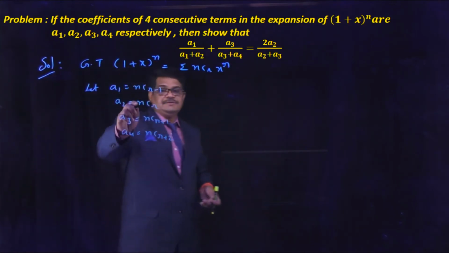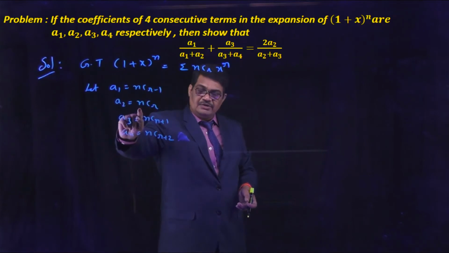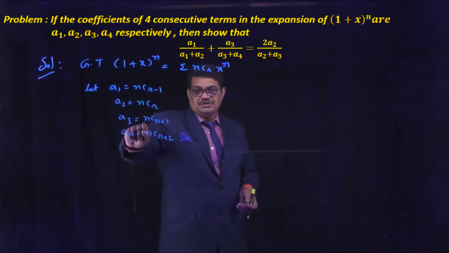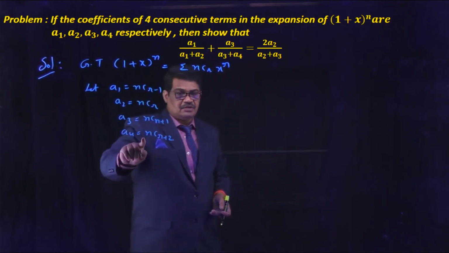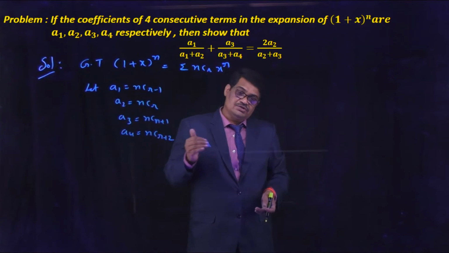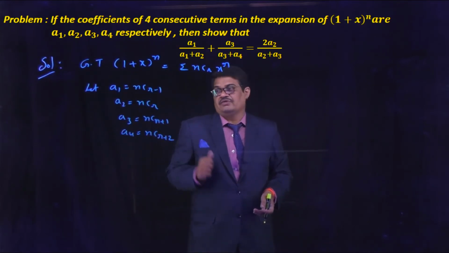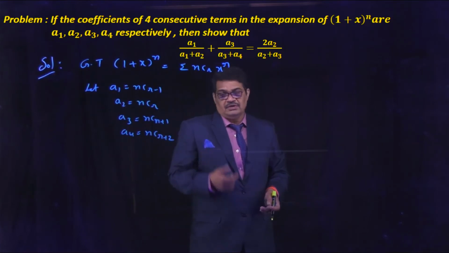Here this is the Tr term coefficient, and this is the T(r+1)th term coefficient. This is the T(r+2)th term coefficient. This is the T(r+3)th term coefficient. Now we have taken 4 consecutive terms, coefficients a1, a2, a3, a4. Now we have to prove the given result.